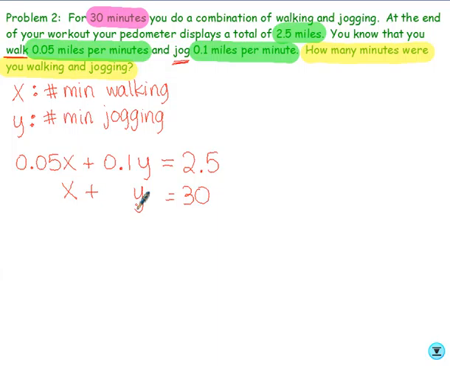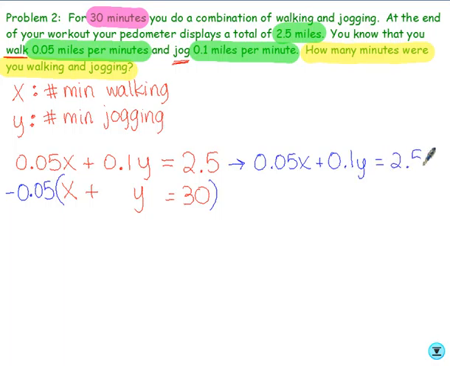Sure. Remember, this is easy because we take the equation that has no numbers, which is the bottom one, and we multiply it by the opposite of this guy. So negative 0.05. So let's see what kind of results we get. Top equation not changing. 0.05x plus 0.1y equals 2.5.